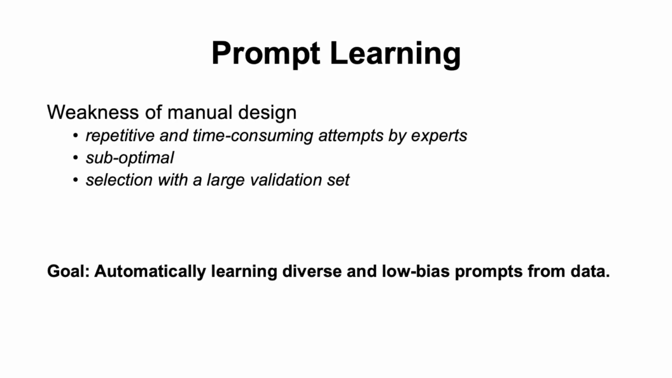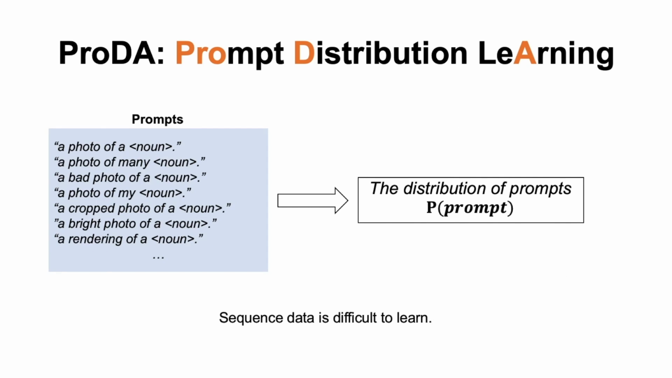Thus, customizing suitable prompts for different tasks relies on repetitive and time-consuming attempts by experts and also requires a large validation set for prompt selection. In this work, we present prompt distribution learning, ProDA, as a data-driven approach for automatically learning diverse and low-bias prompts from data. Given the purpose of learning the prompt distribution, the challenge is how to perform the learning efficiently.